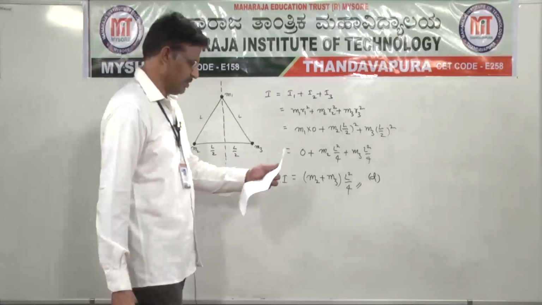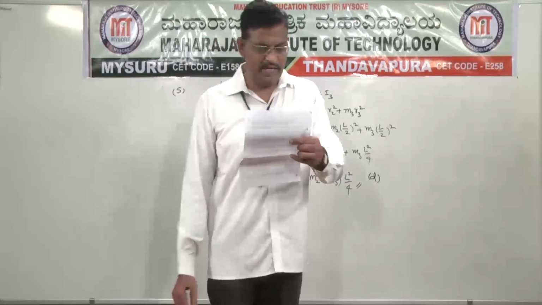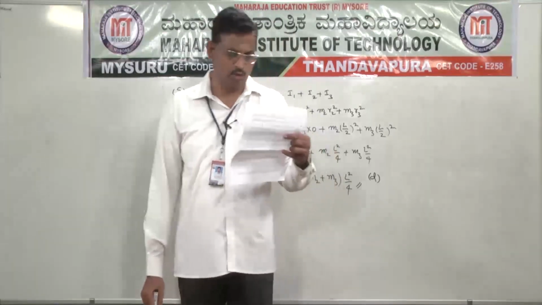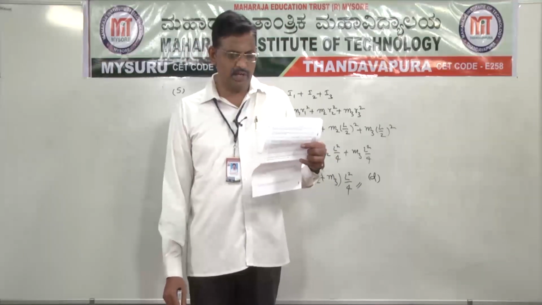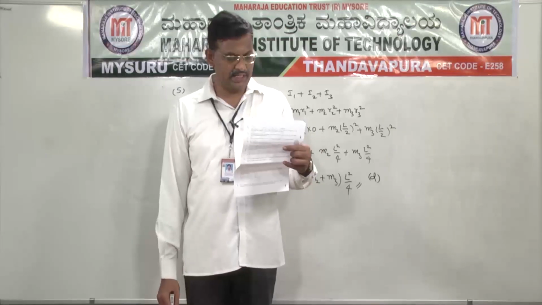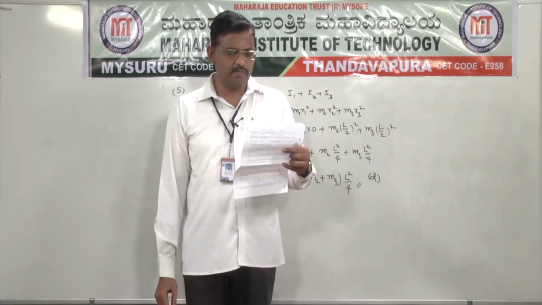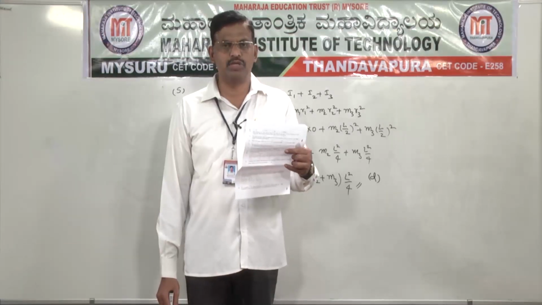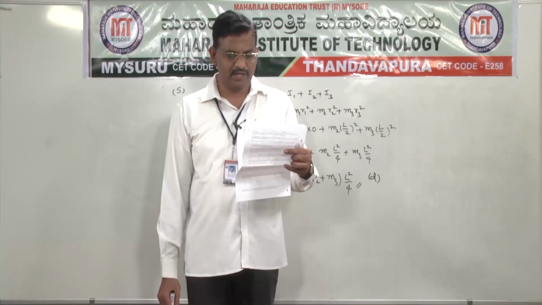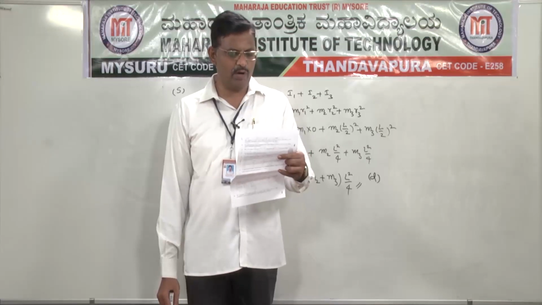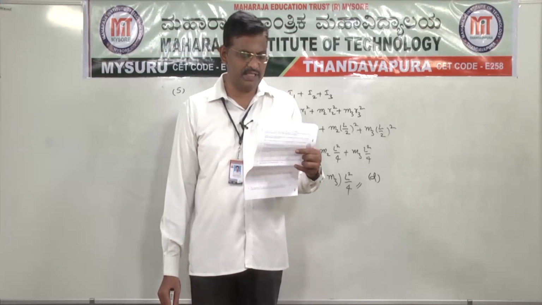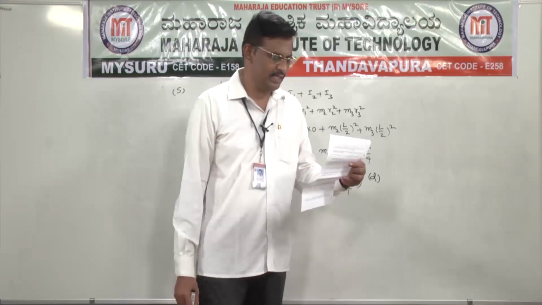Next, question number 6. The moment of inertia of a circular disc of radius 2 meters and mass 1 kg about an axis passing through the center of mass but perpendicular to the plane of the disc is 2 kg meter square. Its moment of inertia about an axis parallel to this axis but passing through the edge of the disc is.